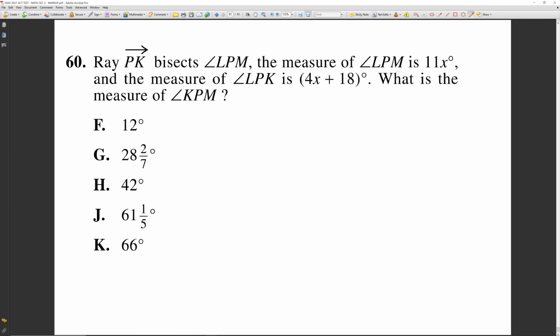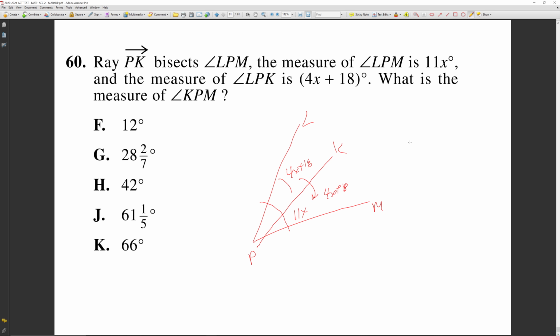Nice. Question number 60. And finally, I am at the end of the section. Ray PK bisects angle LPM. Okay, let's draw this down. So I have LPM and I have point K here. LPM is this value, which is 11x. And the measure of LPK, the smaller angle here, is 4x plus 18. What's the measure of KPM? Well, that has to be the same, right? Because they're bisecting. So this is also 4x plus 18.